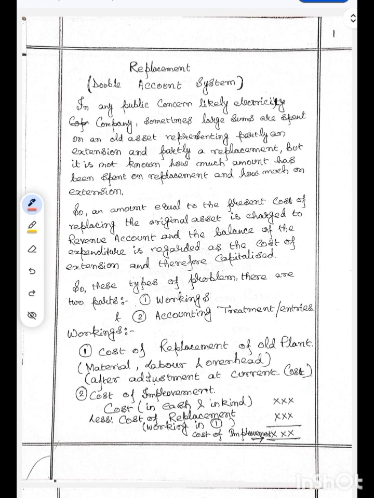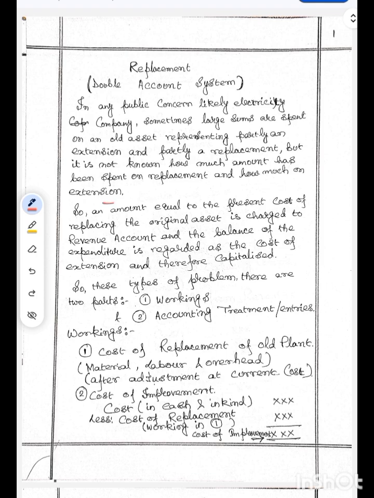So I want to say, in any public concern like electricity companies, a huge expenditure is incurred on any substation, any plant, etc., and for replacement of an old asset. But our problem is that there are two parts, one for replacement and another for extension. We try to understand how much amount has been spent on replacement and how much on extension. That is the main criterion.